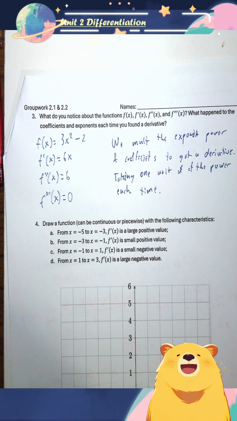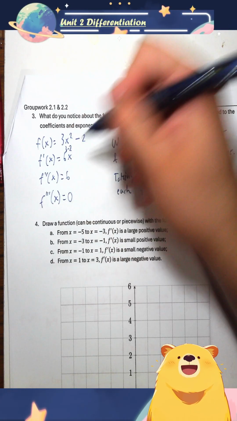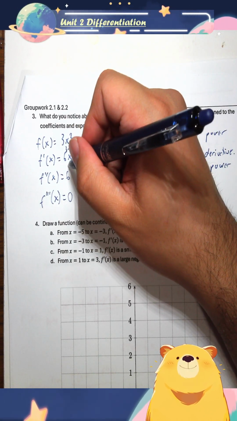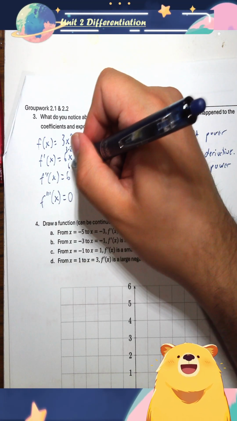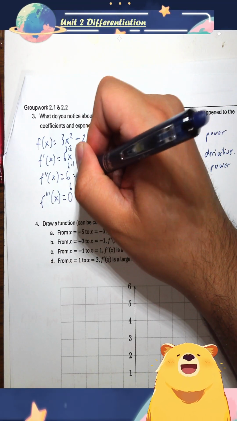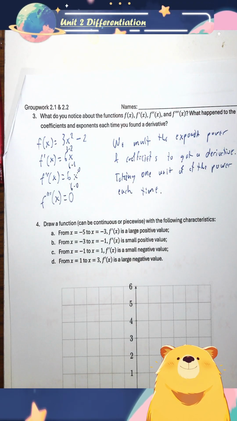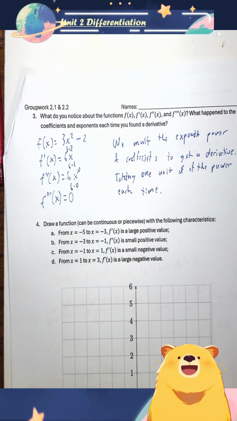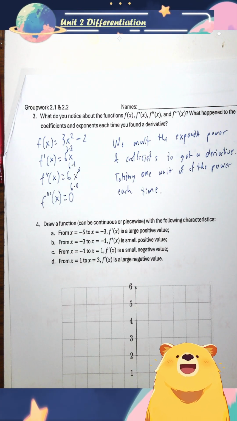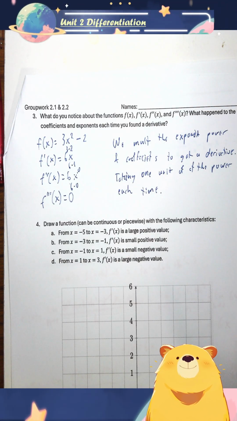So the 3 got multiplied by 2 to get 6. The 6 got multiplied by 1 to get 6. The 6, if we do an imaginary x of 0, got multiplied by 0 to get 0. So that's the overall pattern. Like I said, for this problem, you're literally not getting graded for it. I just need you all to think about it.